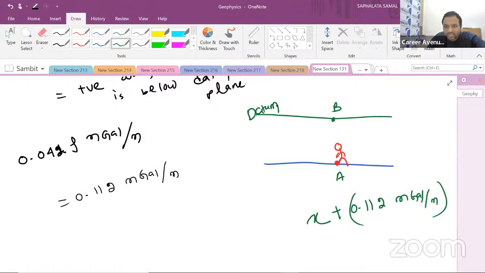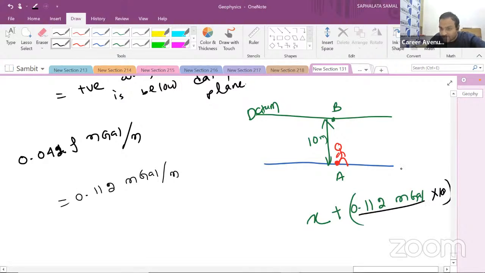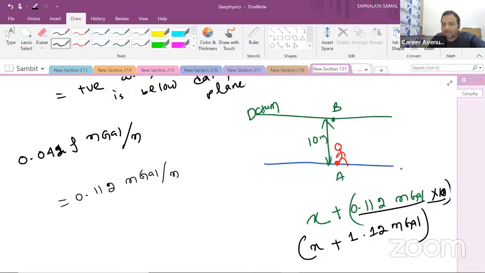So I can find this distance. How many meters is this? Let's say this is a 10 meter distance. So I will multiply 0.112 into 10, because this much is per meter. For 10 meters, how much variation? This is 0.112 into 10. So I will add X plus 1.12 milligal. This will be the corrected gravity value at A.